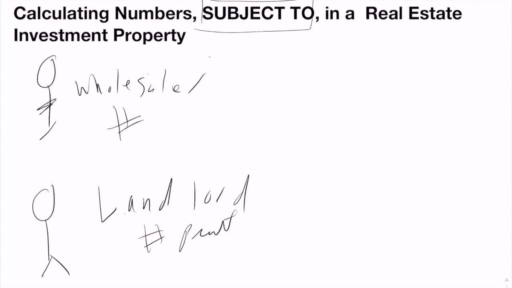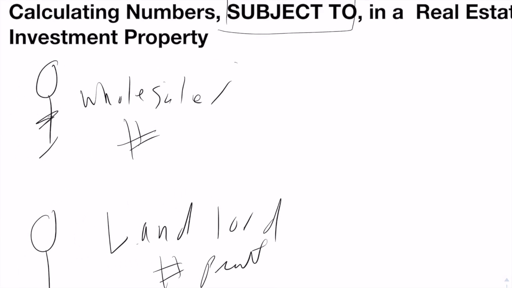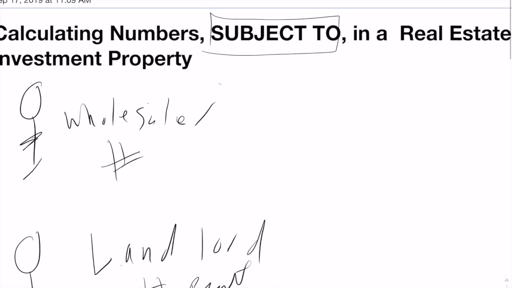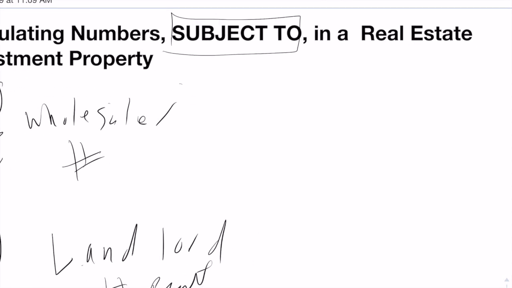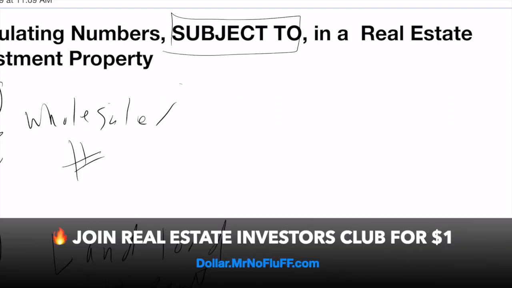Let's get started. Here's the meat and the potatoes, guys. So if you're a wholesaler and you're working subject twos, you have to understand what is your exit strategy. That's the most important part. Before you do anything, what is your exit strategy before that investor buys the property? When I look at the property, the very first thing I look at is what is my exit strategy.